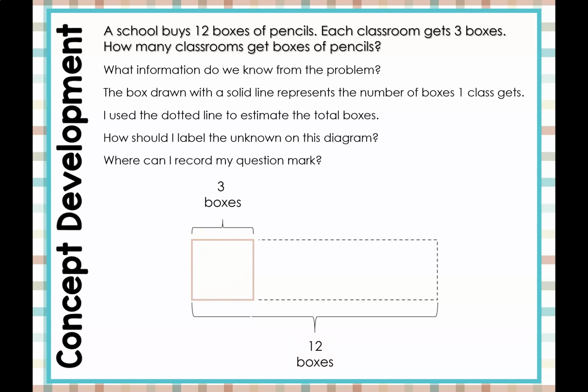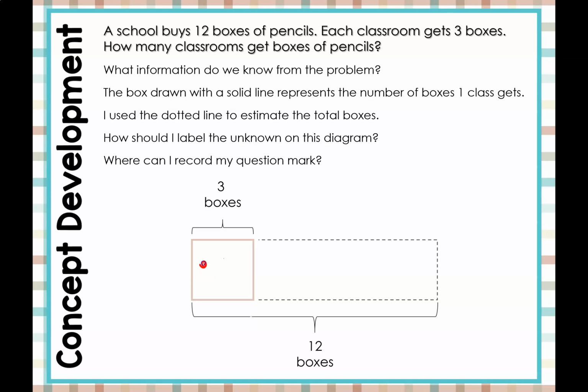It represents each classroom. So right now, we just see one classroom getting 3 boxes. But we need to get to 12 boxes. How can we get from 3 boxes to 12 boxes? Could we try by drawing another box of 3? Let's go ahead and do that.